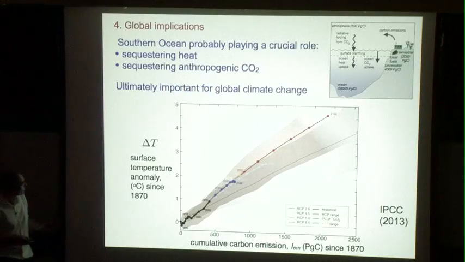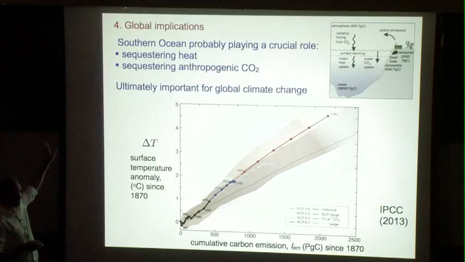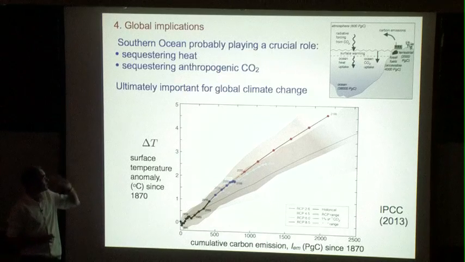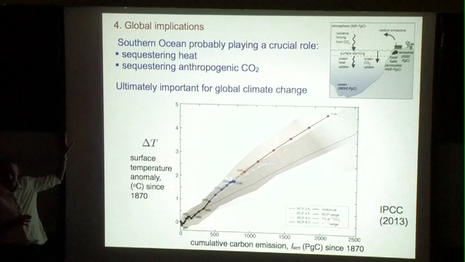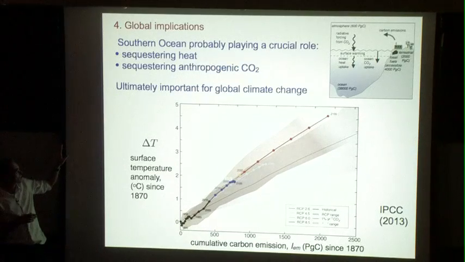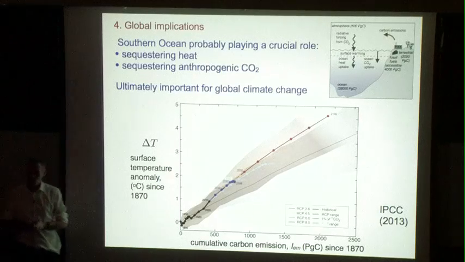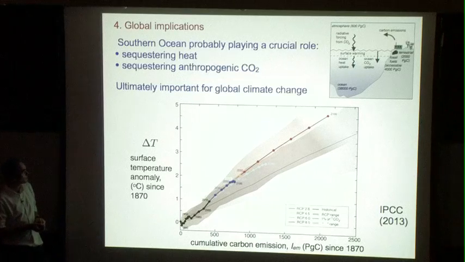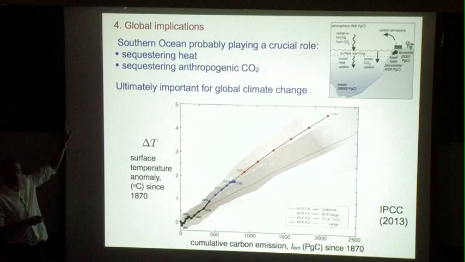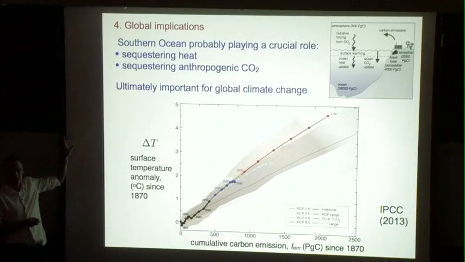So in terms of the wider implications then, I think what we'd all agree is the Southern Ocean is probably playing a crucial role in the sequestering of heat, as Andy showed in some slides, and anthropogenic carbon. Now, what I'd like to do for the rest of my time is, in some sense, it might seem an aside, but I'd like to argue that this is very important for the global climate system.